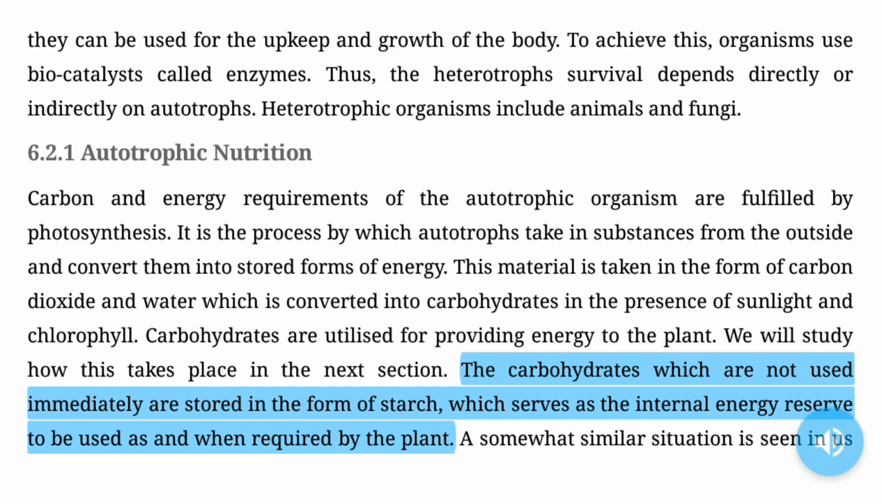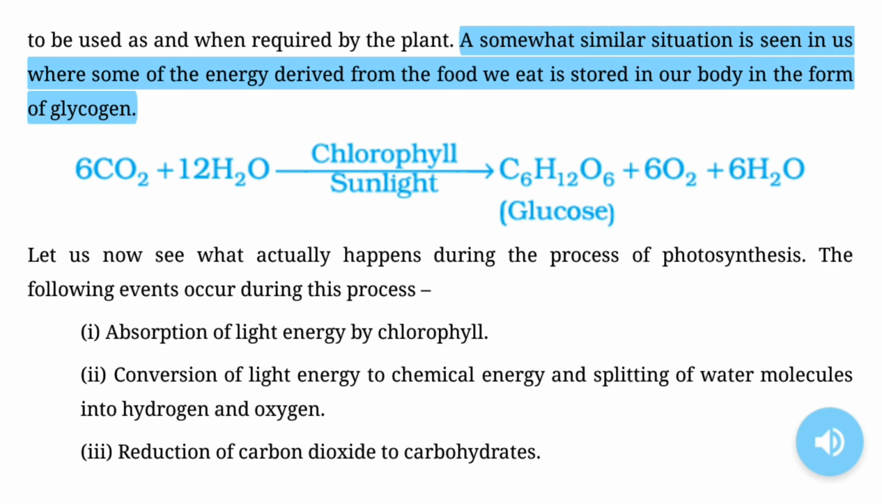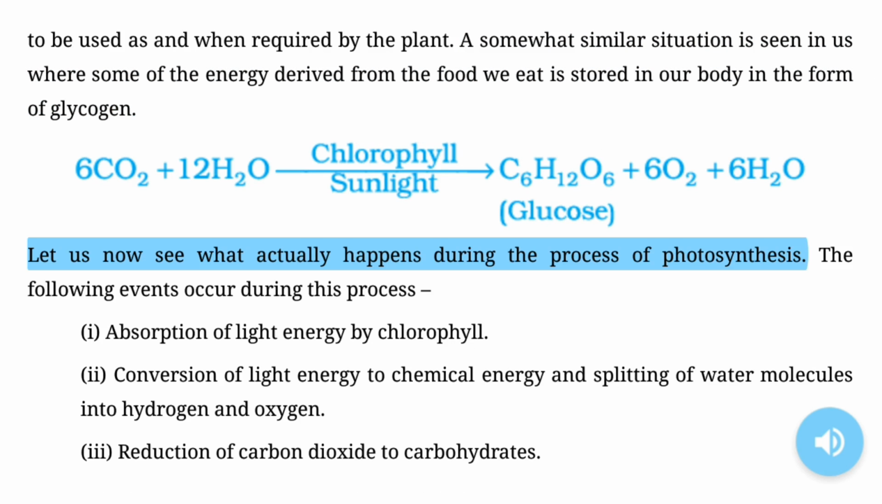The carbohydrates which are not used immediately are stored in the form of starch, which serves as the internal energy reserve to be used as and when required by the plant. A somewhat similar situation is seen in us, where some of the energy derived from the food we eat is stored in our body in the form of glycogen. Let us now see what actually happens during the process of photosynthesis.